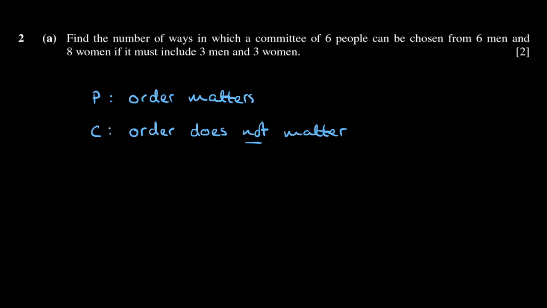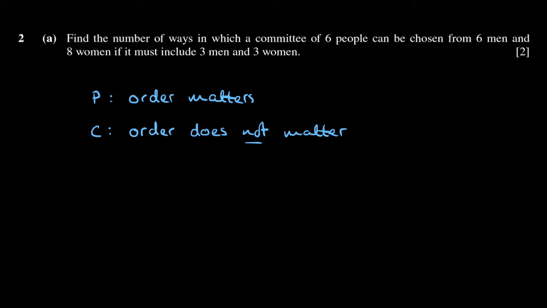Okay, so we're in question 3. It's a combinations permutation style question. We want to find the number of ways in which a committee of 6 people can be chosen from 6 men and 8 women if it must include 3 men and 3 women. Well, I think the first thing with these questions is we need to answer the question, are we in permutations or are we in combinations?